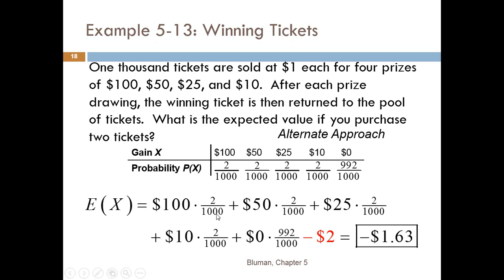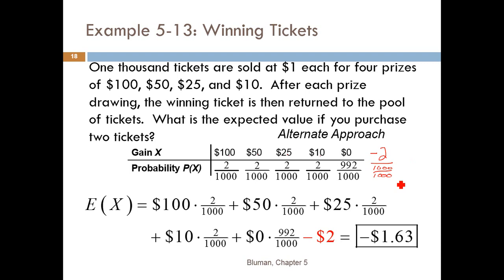So we add all those up, except we have this little red part here. You see that? Why are we taking away $2? The reason we're taking away $2 is because you could actually add one more thing here. You're going to lose $2 1,000 out of 1,000 times. Every single time you are going to lose $2 and then also possibly gain 0 or gain 10 or gain 25 or gain 50 or gain 100.